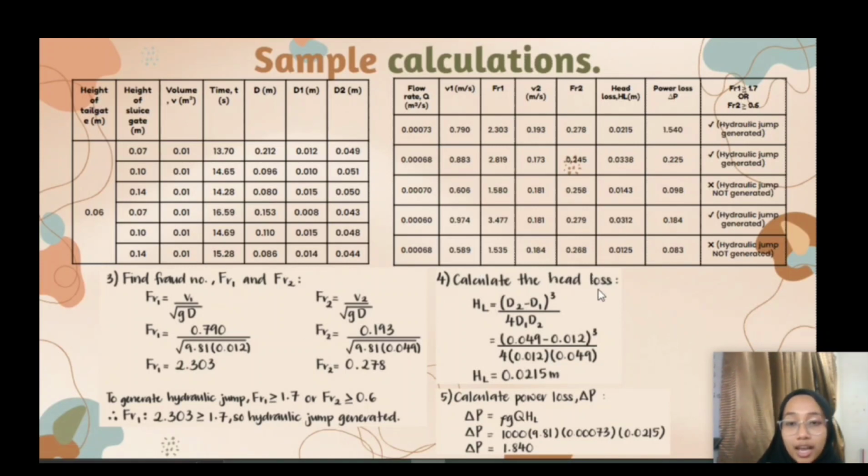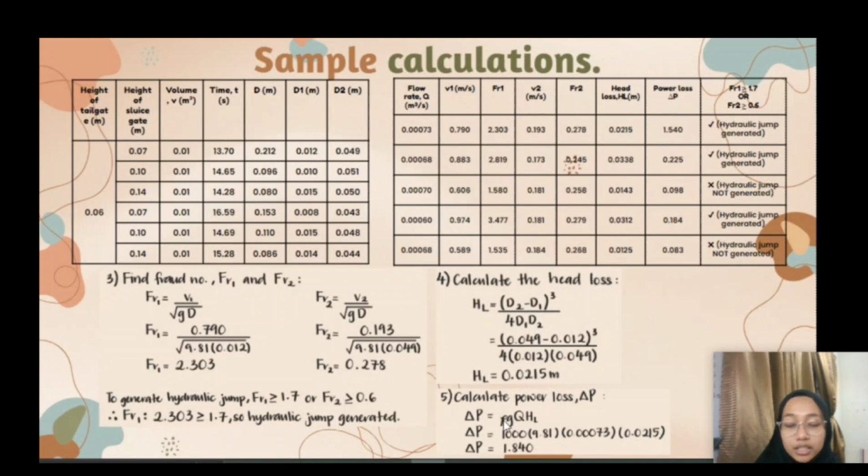After that, we calculate the head loss using the formula. Head loss equal to open bracket depth 2 minus depth 1 close bracket cube divided by 4 multiplied by first depth multiplied with second depth, and we get the head loss 0.0215 meter.